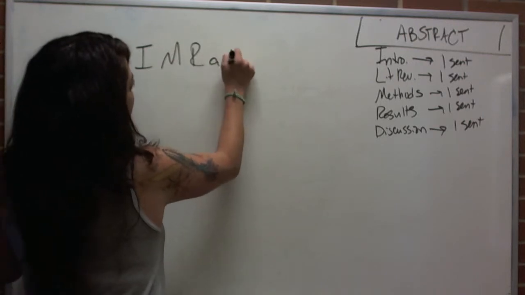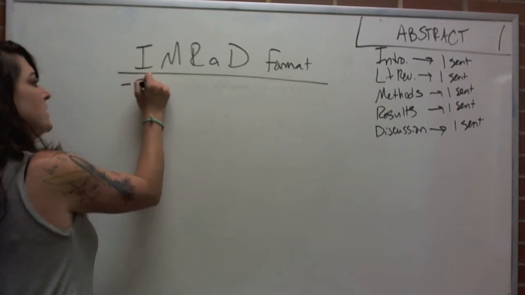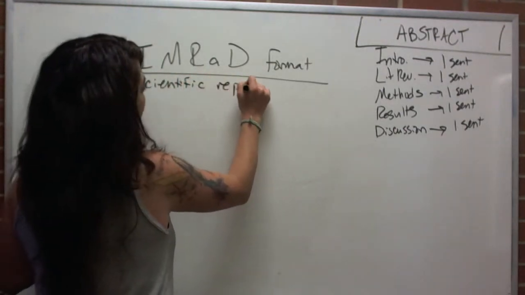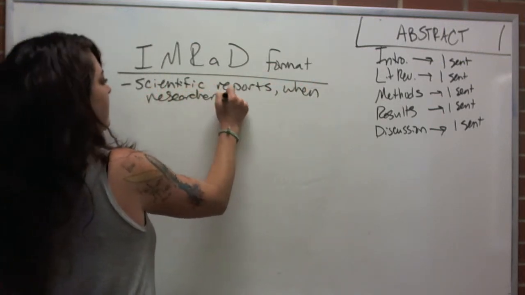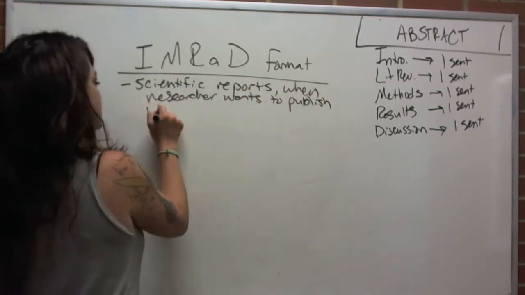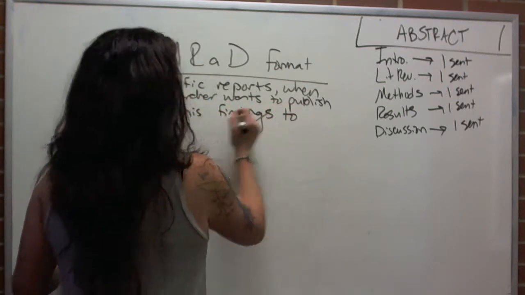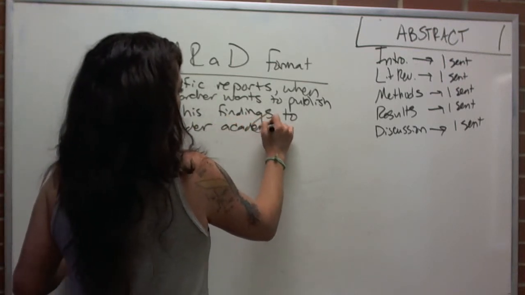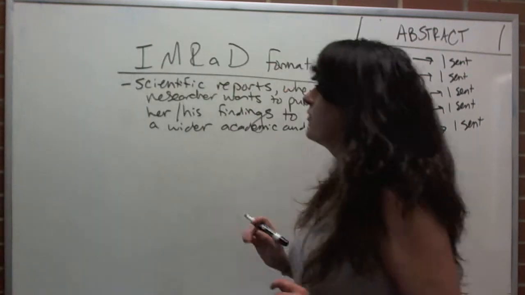So we're gonna put IMRaD format at the top, and this is for scientific reports. When the researcher wants to publish her or his findings to a wider academic audience. And I know that that is quite the paragraph explaining IMRaD format, okay?